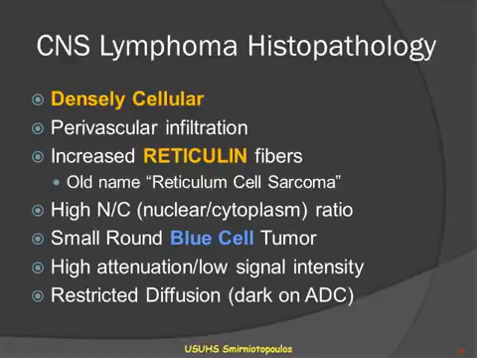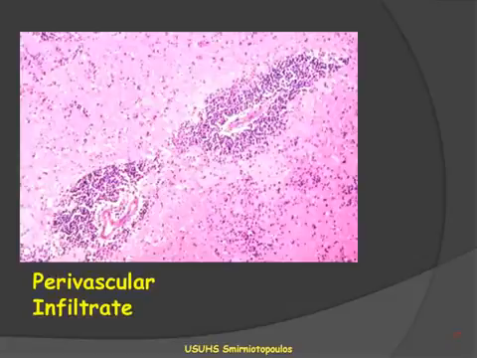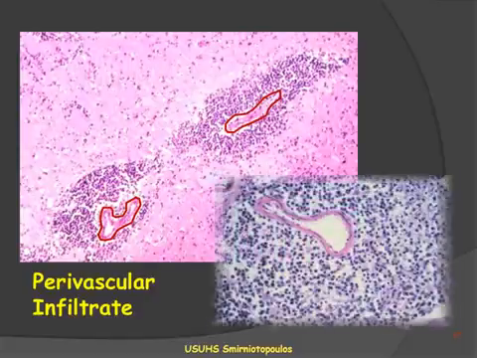So again, primary CNS lymphoma is densely cellular, primarily begins as a perivascular infiltration of small round blue cells with reticulin that surrounds individual cells. If we look here at this high power view, we can see surrounding the two blood vessels all of these small round blue cells.